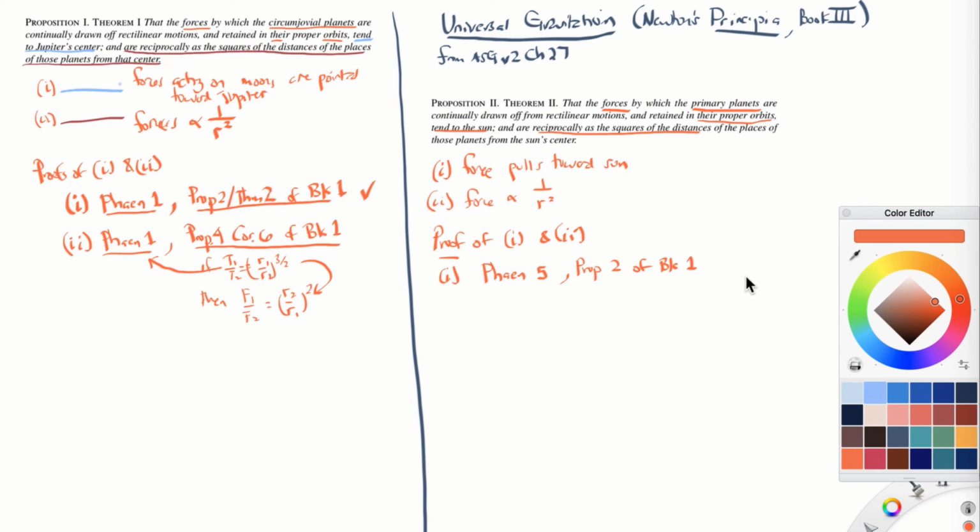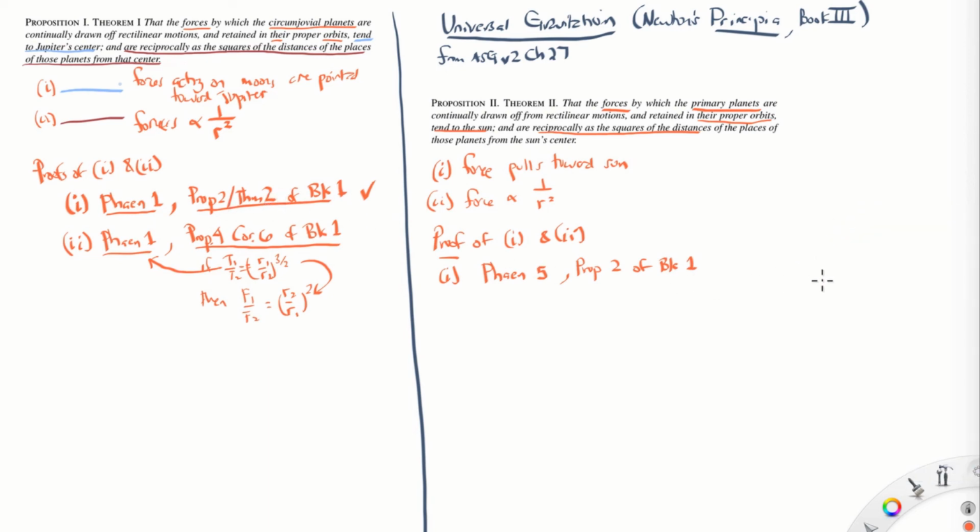Proposition 2 of book 1 said that if, for example, you have something going in an orbit and it remains in a constant plane and also equal areas are swept out in equal times, that implies that there must be a centripetal force acting on that planet. So there we go. There's a force pulling toward the sun. He has proved it by phenomenon 5, the observation of the planets, and proposition 2 of book 1.